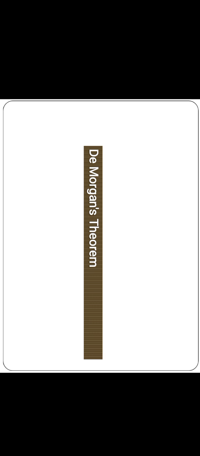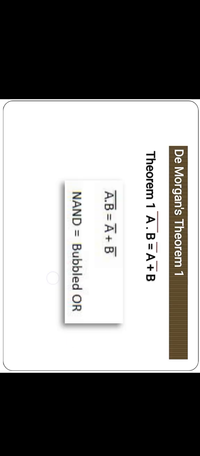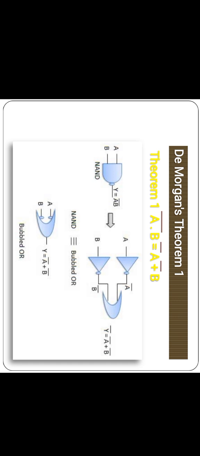De Morgan suggested two theorems that form an important part of Boolean algebra. In the equation form they are: first law, A into B the whole bar equal to A bar plus B bar, that is NAND equal to bubbled OR. The complement of a product is equal to the sum of the complements. Figure shows the equivalent logic diagram of De Morgan's theorem 1.